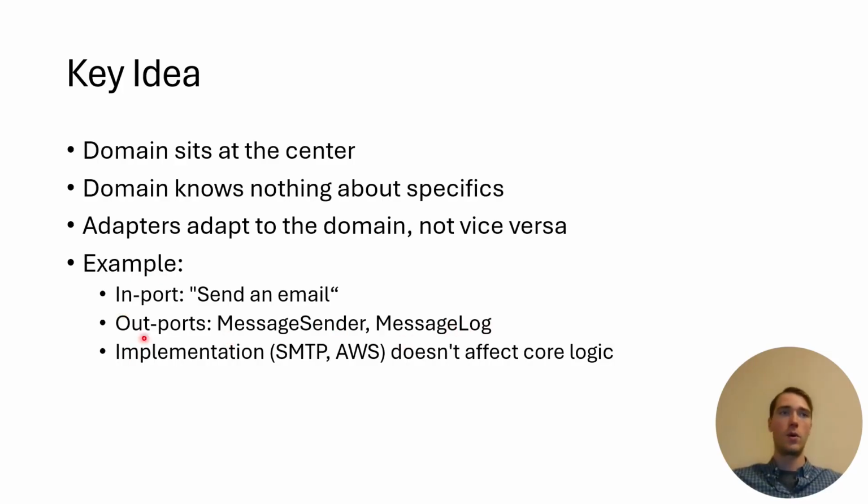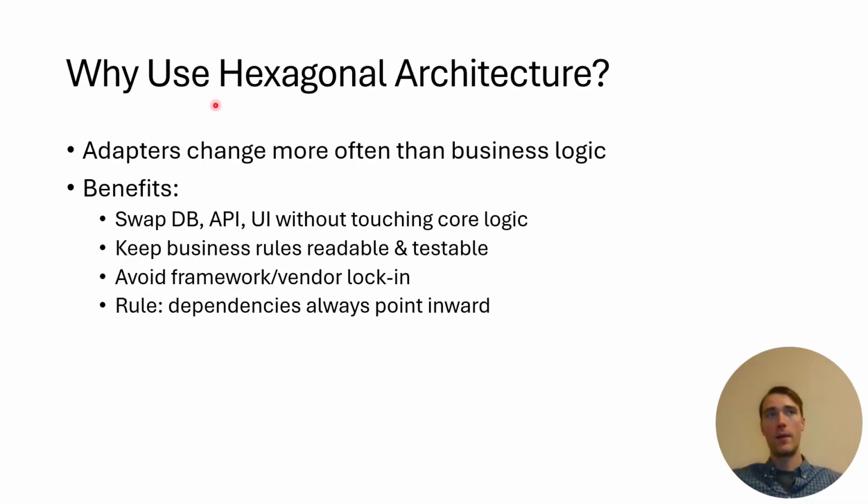Now these ports, their implementation can be a lot of different things. For the sender, you can use SMTP directly. You can connect to AWS and let them send the email on your behalf. It doesn't matter. And if you want to change it later, it's easy to do without changing the core business logic of your app. So why bother using this thing?